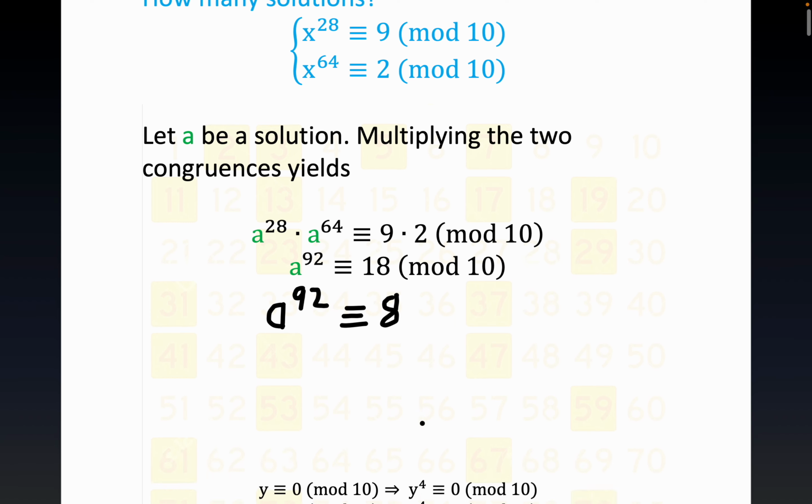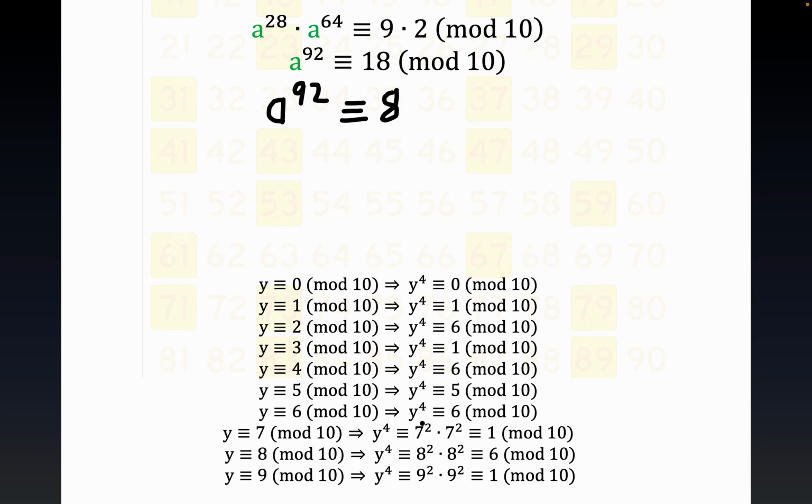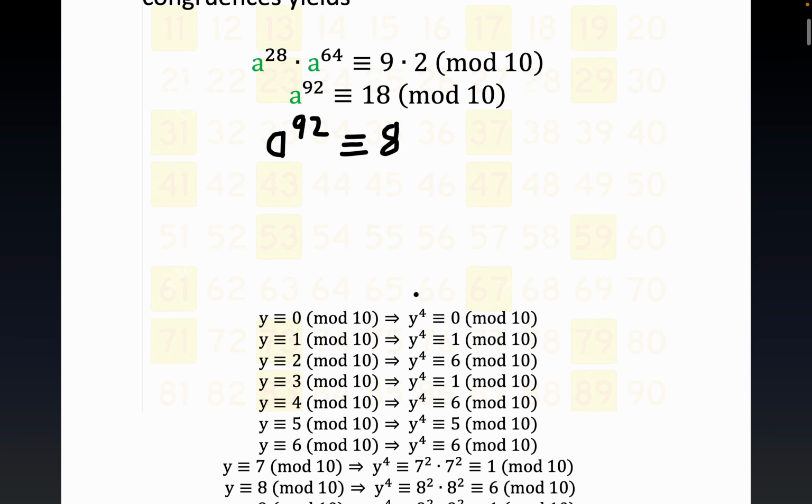So another approach is something I thought was pretty cool here. What we can do is just look at all possible congruences 0, 1, 2, 3, 4, 5, 6, 7, 8, 9. And again, those are the possible remainders. And notice we're looking at what that does with respect to the fourth power. Okay, so y congruent to 0 certainly means y to the fourth is congruent to 0. y congruent to 1 means y to the fourth is congruent to 1.